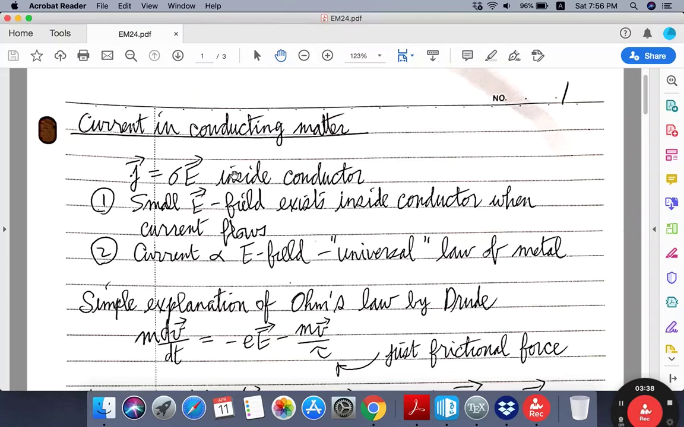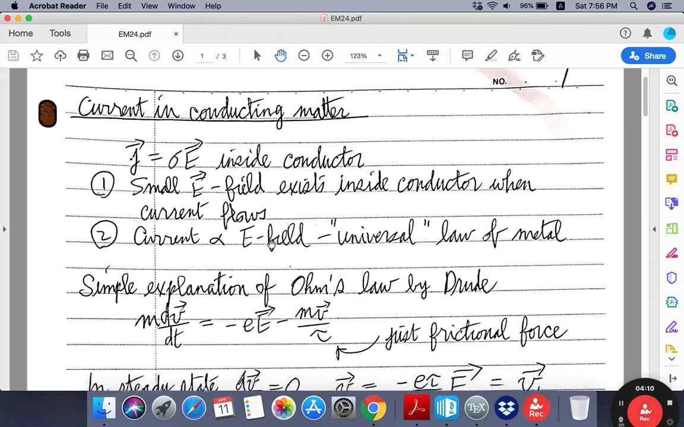So what's happening is that when you apply an electric field and some current flows through the wire, then while the current is flowing, there's a small but finite amount of electric field which penetrates well inside the conductor. Okay, so that's the first thing I wanted to emphasize.